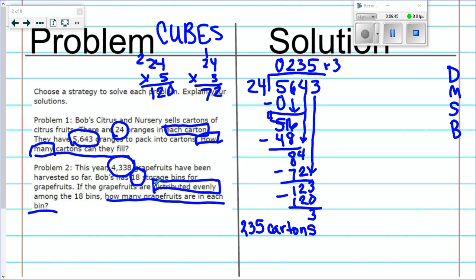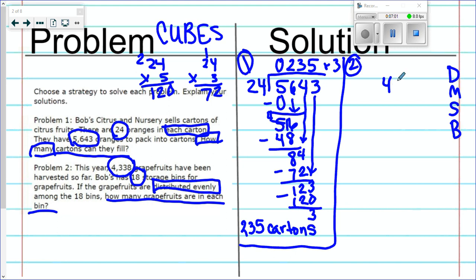Now that you've solved problem number 2, let's go through it together. I'm just going to draw a little line here to keep our work separate. This was problem number 1. And now we're going to work on problem number 2. So our problem for number 2 is 4,338 divided by 18. And I'm going to follow those same steps of divide, multiply, subtract, and bring down.